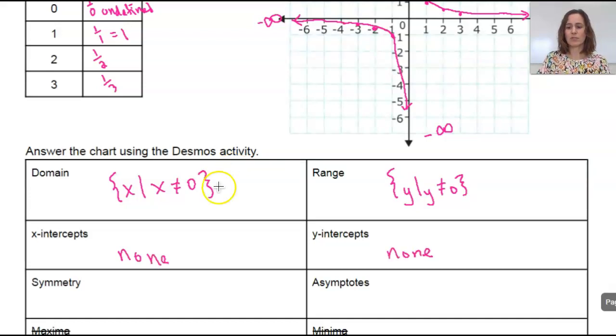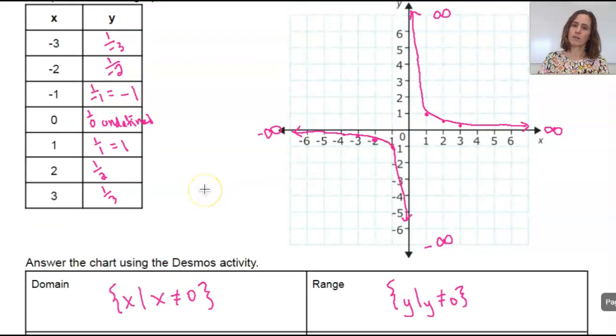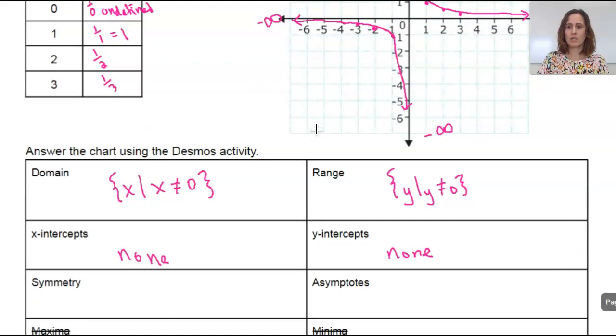Now, lines of symmetry: these parts over here that aren't connecting are called branches. So the branches are symmetric to each other. One branch stays in the first quadrant, so it'd be x is greater than 0 and y is greater than 0. That's one branch. And the other branch is in the third quadrant, where x is less than 0 and y is less than 0.